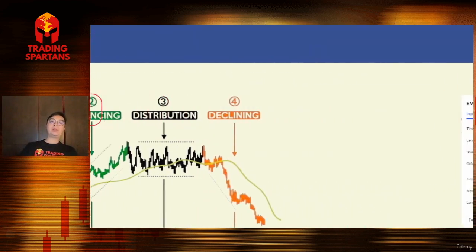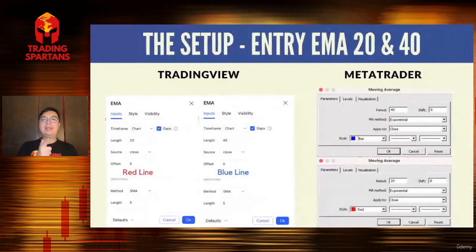Okay, so let's go right into it. So the setup, very straightforward, right? We will use the EMA 20 and 40 indicator. EMA basically means the exponential moving average. So on the left, you will see the setup for TradingView. You can go to your indicators, search for EMA, open up two EMAs, one of them with the length at 20, the other at 40. And then for the 20, put it as the red line, and 40 put it as the blue line.